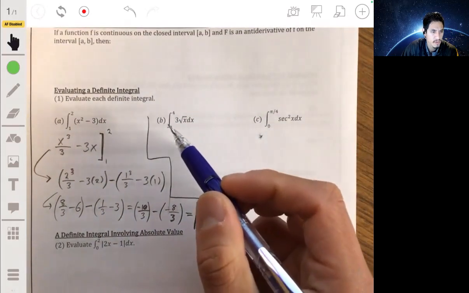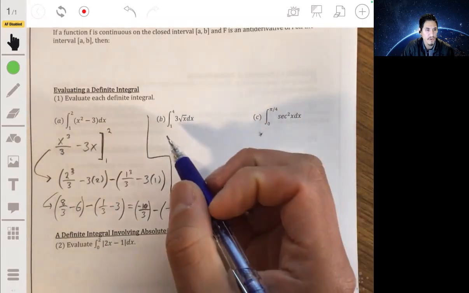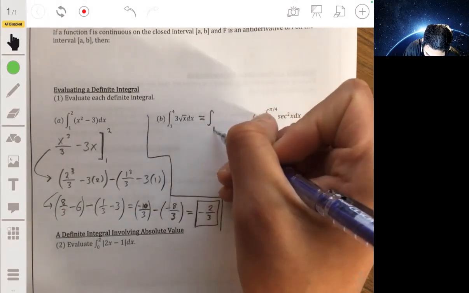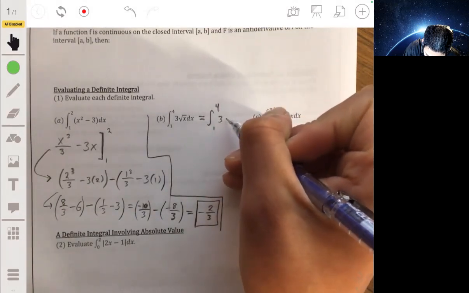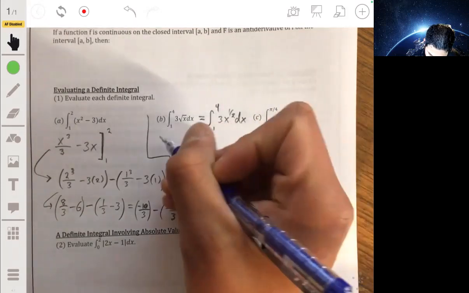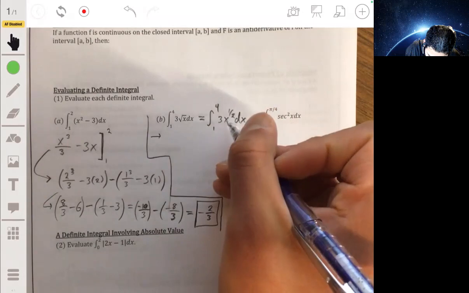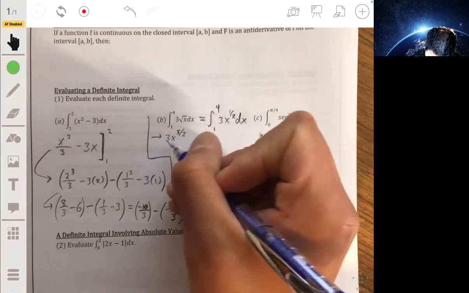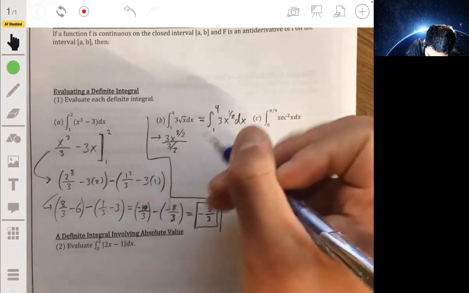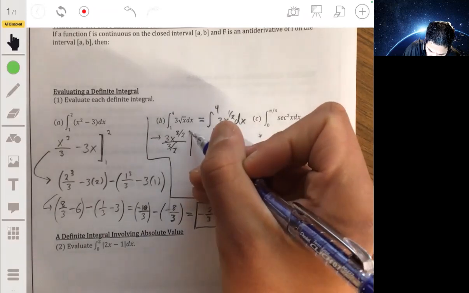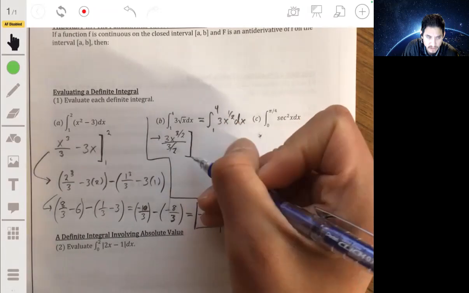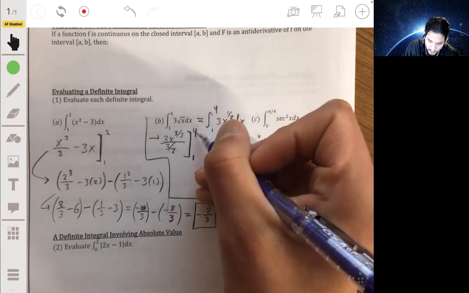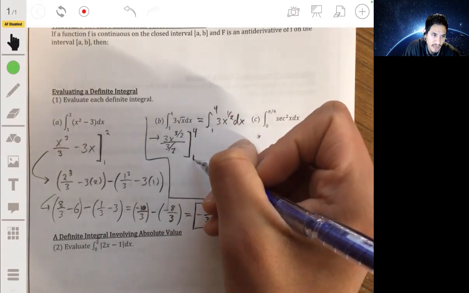Let's look at the next one. We have the integral of 3 square root of x dx from 1 to 4. So remember, this is the same as 3x to the 1/2 power dx. So the antiderivative of this will be 3x to the 3/2 over 3/2. And again, we can use this notation. Sometimes you could just use a vertical line. I usually will use a bracket to make sure I don't confuse it with something else. And we put 1 to 4. We're going to evaluate this at 4 and then subtract from it when we evaluate it at 1.